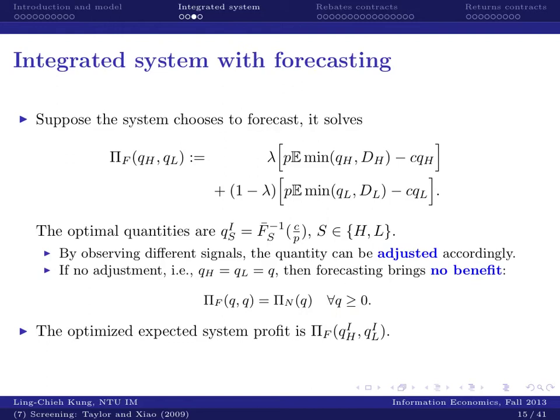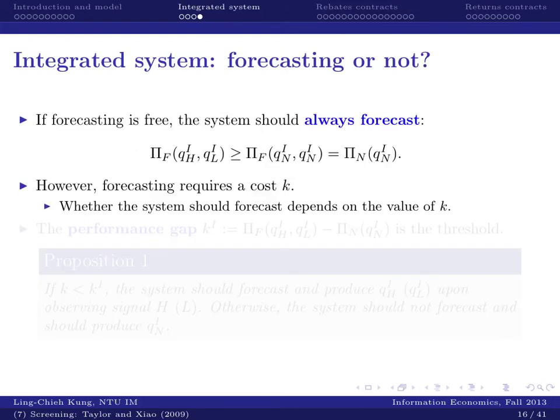We can mathematically show you that when you do not forecast, if the order quantity is Q, and if you fix to this quantity, then forecasting and getting more information does not create any benefit to you. Okay, which kind of makes sense. Okay, so now we have the profit with forecasting and the profit with no forecasting.